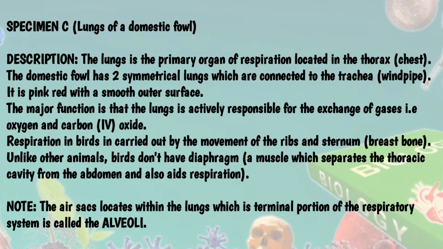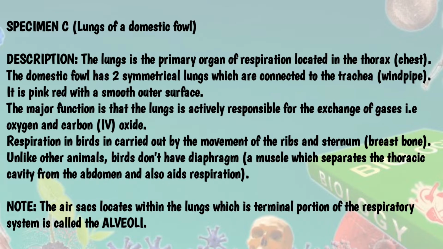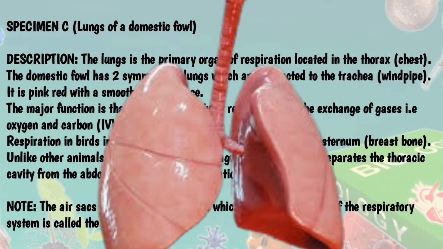Moving on to specimen C, which is the lungs of a domestic fowl. Recall that the scientific name for a domestic fowl is Gallus domesticus. Now, when we are told to describe, the lungs is simply the primary organ of respiration in the domestic fowl, just like the gills is the primary organ of respiration in fish and most other aquatic organisms. The lungs is located in the thorax, that is the chest, and the domestic fowl has two symmetrical lungs, just like what is displayed on your screen.